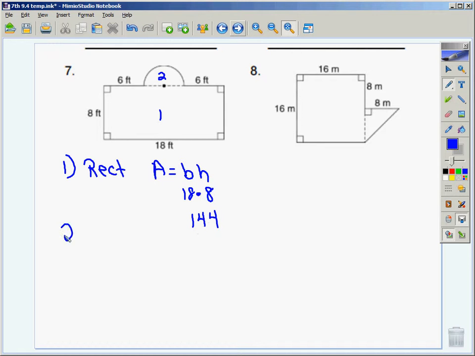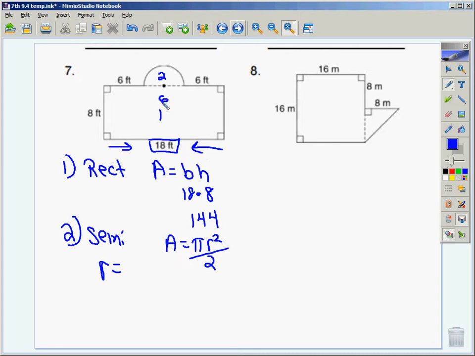Shape 2. Half of a circle. Area equals pi r squared divided by 2. We have to be careful when we're finding the radius again. If this whole part was 18, I've used 6 here, I've used 6 here, then the part that's left in the middle is also what? 6. But what's the radius? 3.